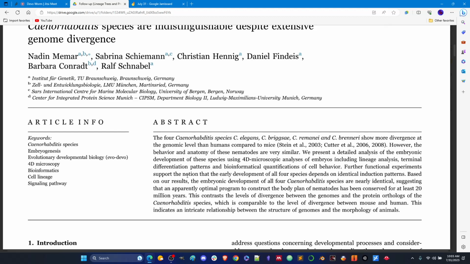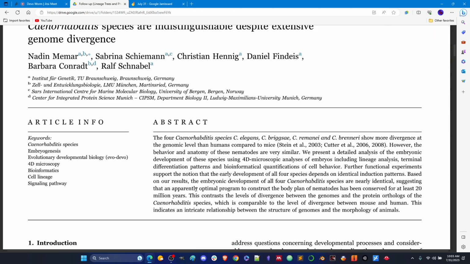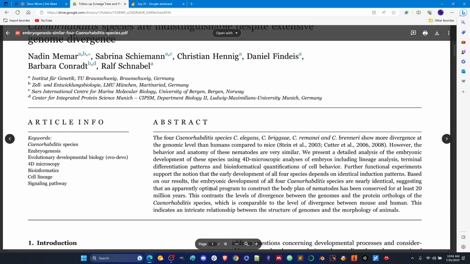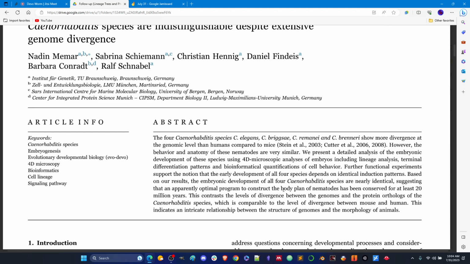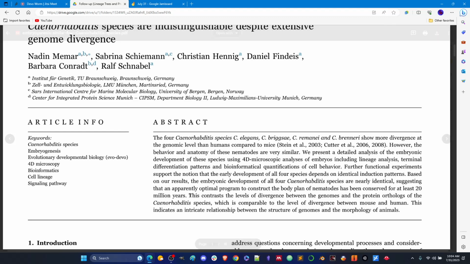Further experiments support the notion that early development of all 4 species depends on identical induction patterns. Based on our results, the embryonic development of all 4 species is nearly identical. So this is where they basically have the same pattern of divisions and binary divisions and different tissue formations and things like that, suggesting that an apparently optimal program to construct the body plan of nematodes has been conserved for at least 20 million years. So these 4 species are related at the level of about 20 million years of evolution.